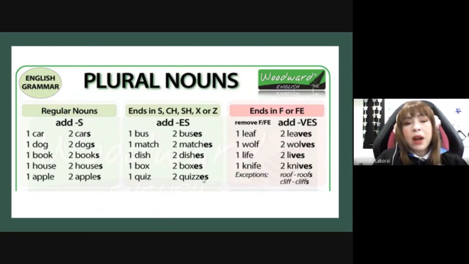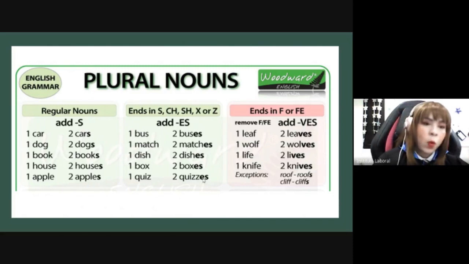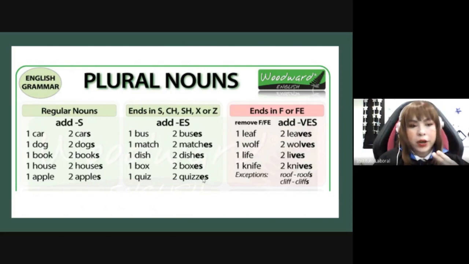Plural nouns. We have regular plural nouns. Most regular nouns just need to be added the S. Like, for example, one car, two cars. One dog, two dogs. One book, two books. One house, two houses. One apple, two apples.